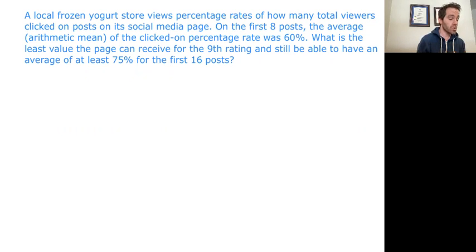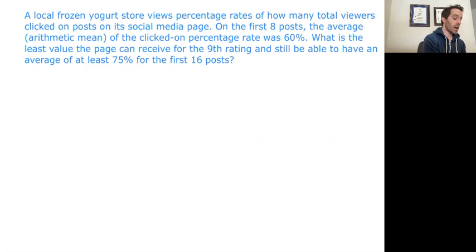A local frozen yogurt store views percentage rates of how many total viewers clicked on posts on its social media page. On the first 8 posts, the average, arithmetic mean, you can disregard that part. Average means what you think it means. The average of the clicked on percentage rate was 60%. What is the least value the page can receive for the 9th rating and still be able to have an average of at least 75% for the first 16 posts?